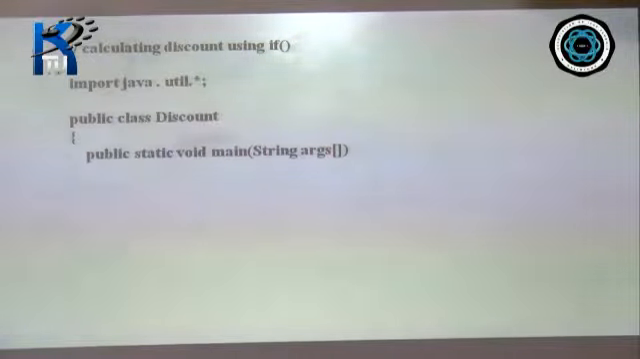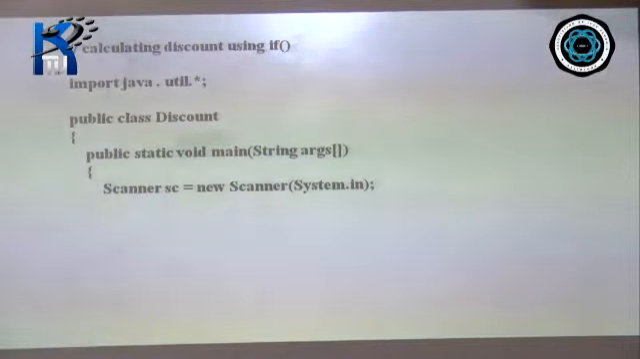So we are calculating the discount using if. We are again importing the util package. We create a class called discount. We create the main function, public static void main. We create the scanner object SC.